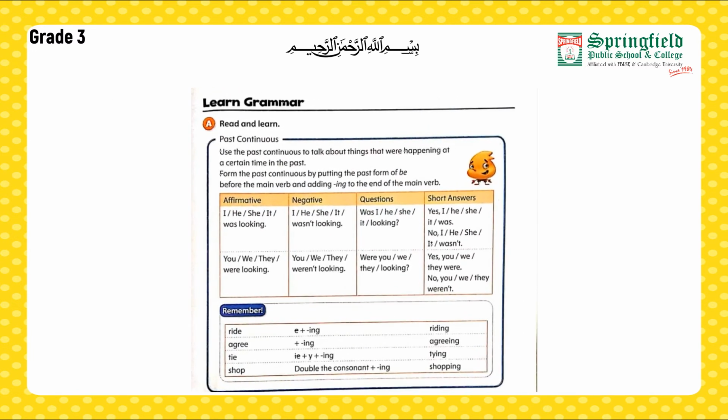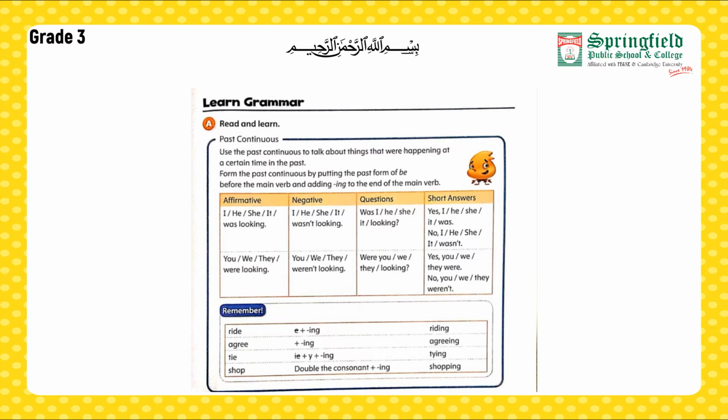Moving forward, learn grammar. Part A. Read and learn. Past continuous. Use the past continuous to talk about things that were happening at a certain time in the past. Form the past continuous by putting the past form of be before the main verb and adding ing to the end of the main verb. Affirmative, negative, questions and short answers.